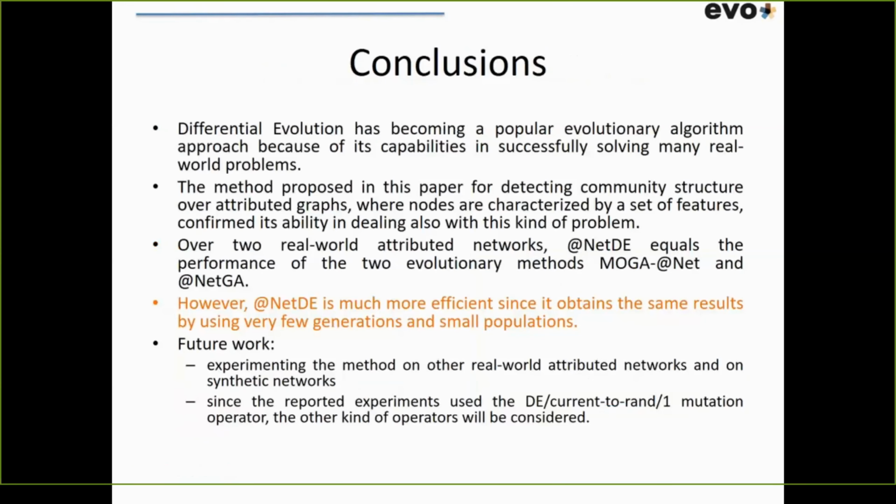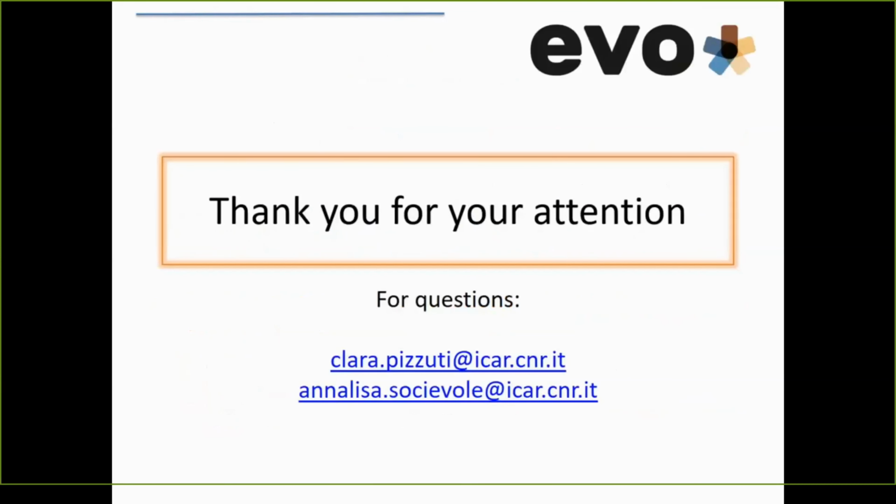In conclusion, we have proposed a method based on differential evolution for detecting community structure over attributed graphs. Over two real-world networks, our algorithm equals the performance of other two evolutionary methods, but it is much more efficient since it obtains the same results using much fewer generations and small populations. For future work, we are interested in experimenting over other networks and on analyzing other mutation operators. Thank you for your attention.